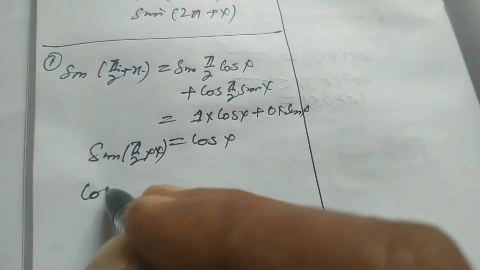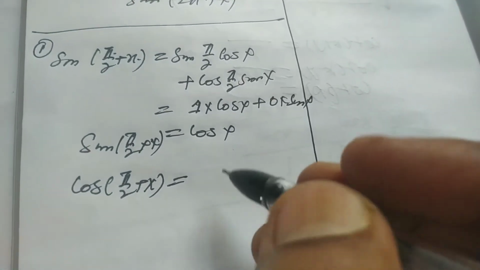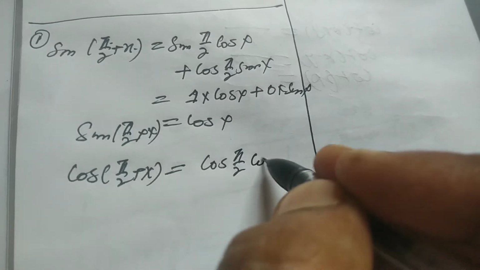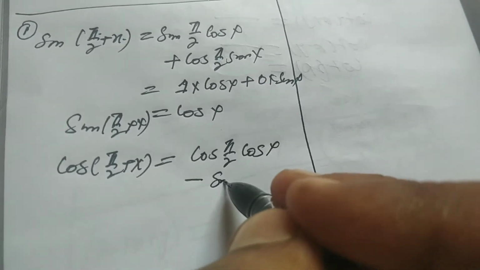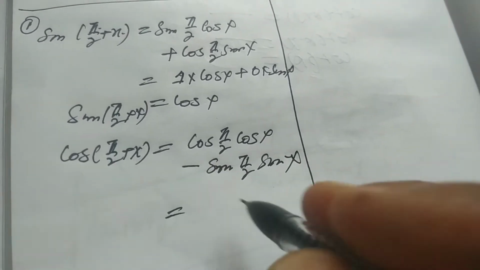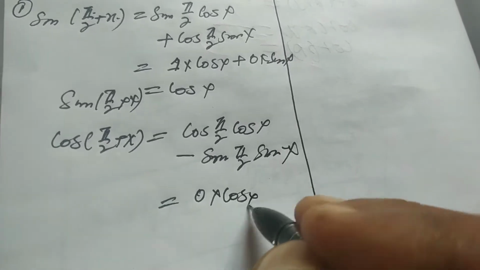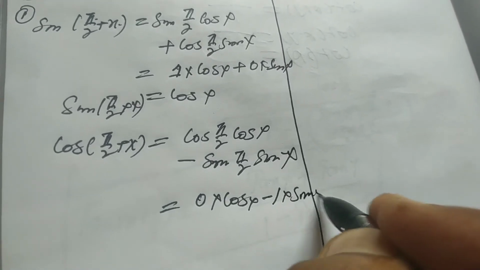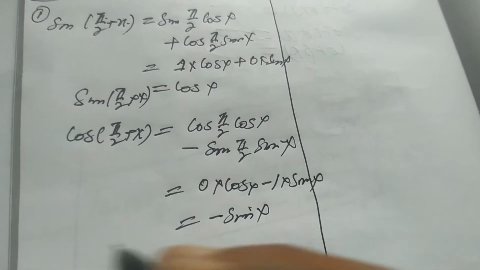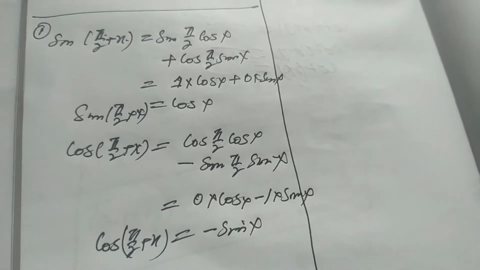And if you want to solve cos(pi/2 + x), this is equal to cos(pi/2) cos x minus sin(pi/2) sin x. Now see this one: cos(pi/2) cos x is 0 into cos x, minus 1 into sin x. This is equal to 0 minus sin x, that is minus sin x. So now we have cos(pi/2 + x) is equal to minus sin x.